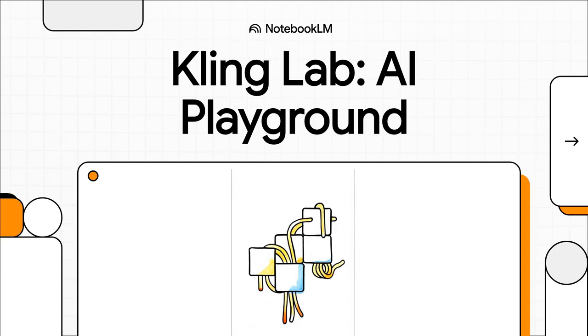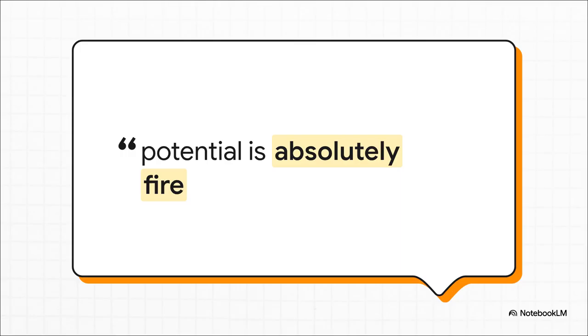Welcome to The Explainer. Today, we're diving into something brand new from Kling AI called Kling Lab. Now, this is an update that might have flown under your radar, but trust me, it is absolutely packed with some serious game-changing potential. Okay, so right now it's in a rollout beta, which means not everyone has it. But the early buzz suggests this could be a really major development for all of us AI creators. I mean, even at this super early stage, people are saying the potential is, and I quote, absolutely fire.